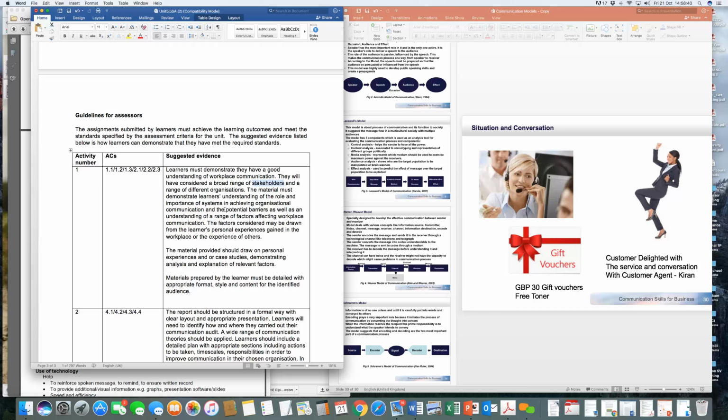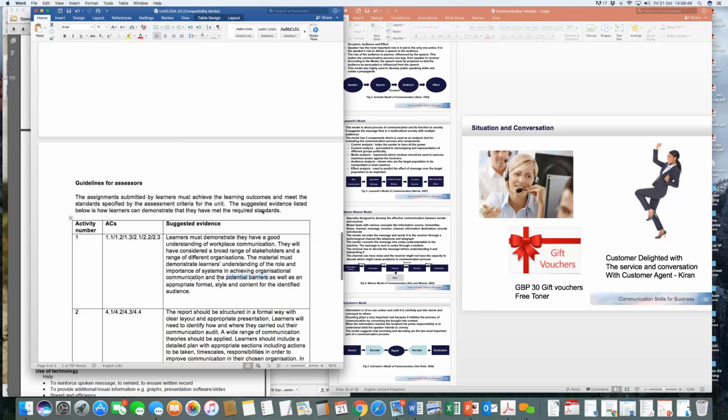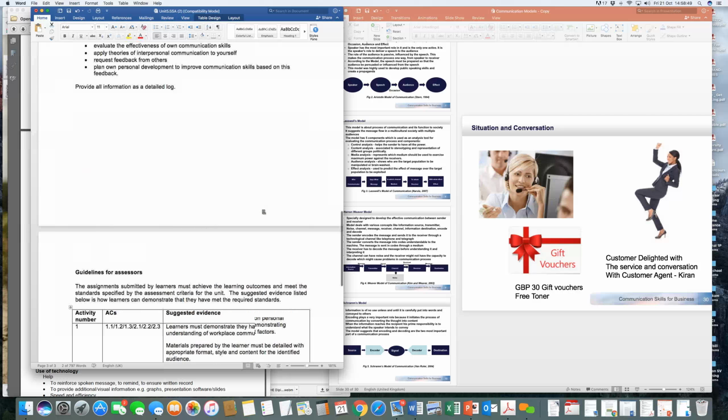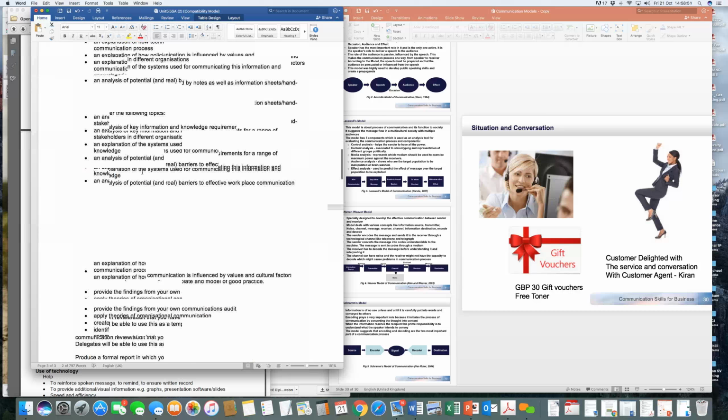We are also at some stage looking at potential barriers of communication. So those are the barriers that we have discussed that you will actually come across. This, in general, will be covered in all these different tasks. As you can see, an analysis of potential barriers to effective workplace communication.